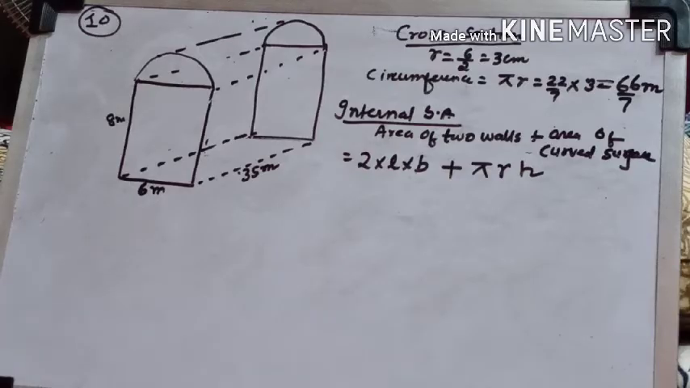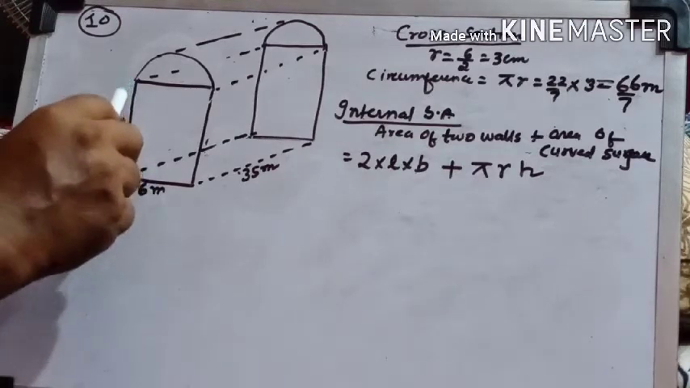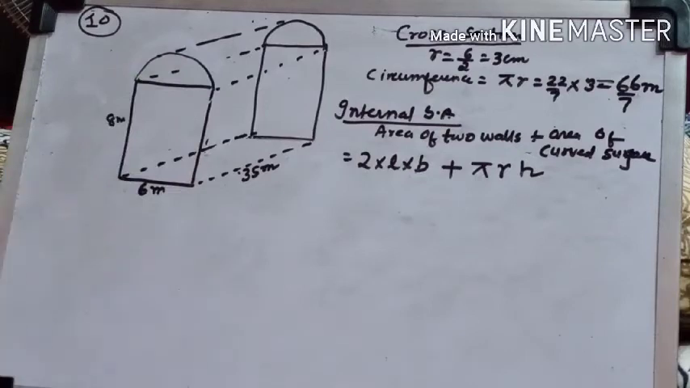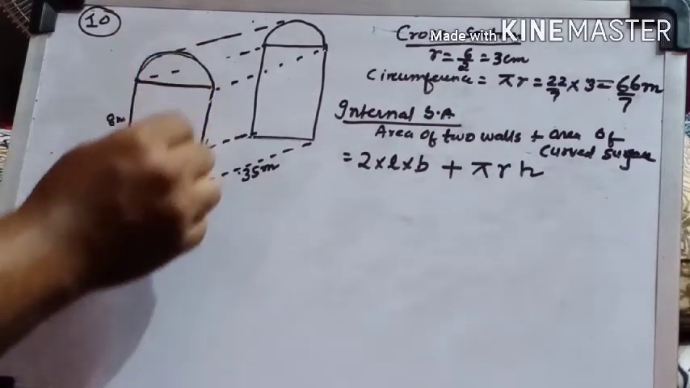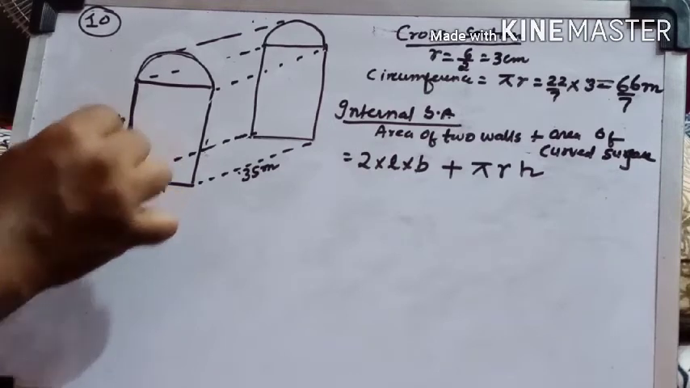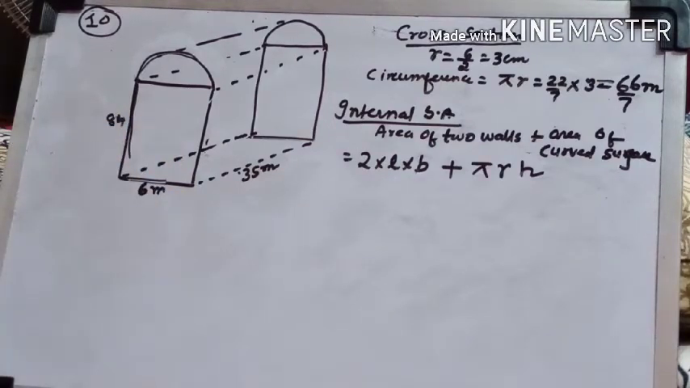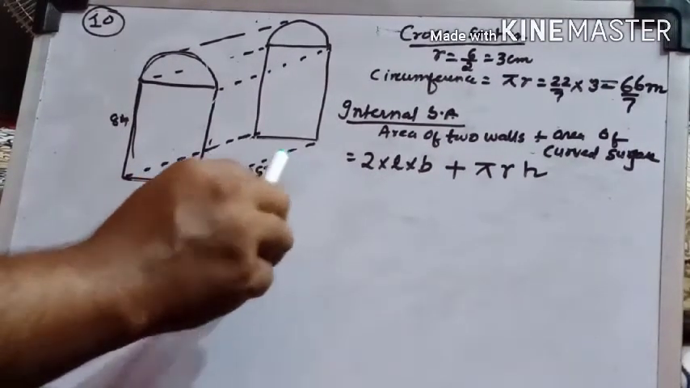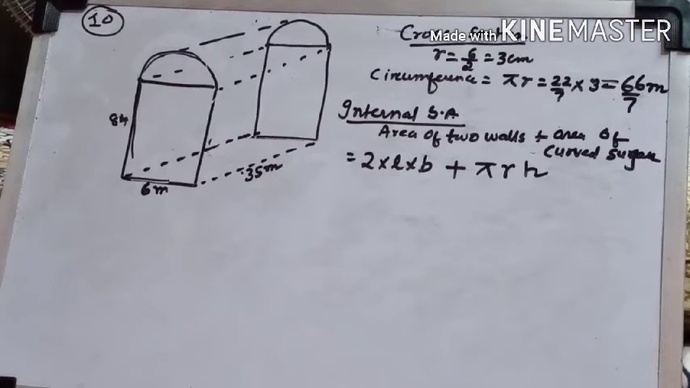Question number 10 is talking about a cross section of a railway tunnel. The tunnel cross section is given here. The lower part is a rectangle, the upper part is curved, meaning a semicircle. This one is given as 6 and this height is given as 8 meters. I have drawn the length of the tunnel to show you the tunnel three-dimensionally. Its length is almost 35 meters, and you have to find how much area is to be plastered. The rate of plastering is given as ₹2.25 per meter square. So at first we'll find out how much is the area to be plastered.